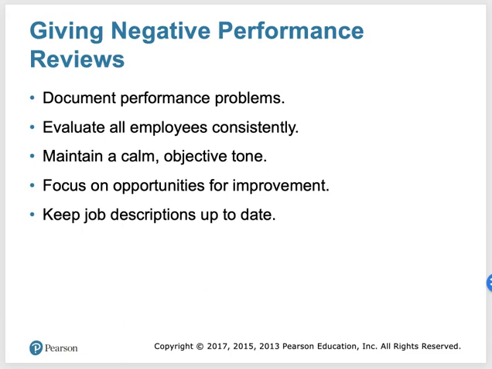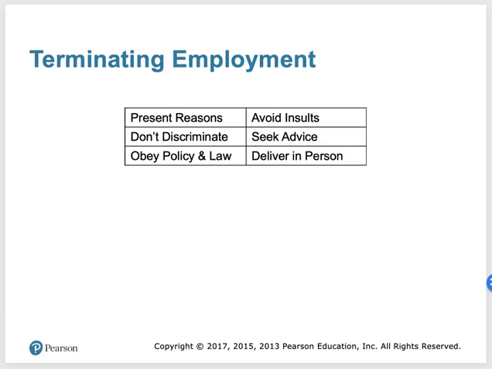Write in a calm and objective voice. Make sure that you focus on future opportunities for improvement, and then keep your job descriptions up to date. As the job evolves and changes over time, which is often a problem in businesses, the job changes but no one has updated the written job description. You need to make sure that whatever the job description is for the person that you are evaluating is current, and if not, make any updates to that job description. And one of those reasons, of course, goes back to any problems that might arise in regard to discrimination or to improvements that need to be made.